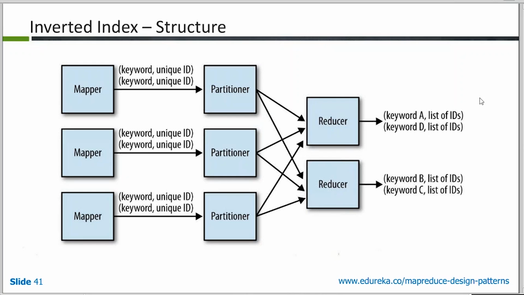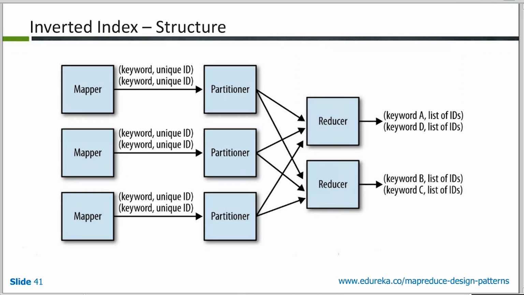Here is the structure for inverted index, a very simple structure again. So you have the mapper, which is taking the input split, which is being read by the record reader, and it's outputting the keyword, each of the words in the document, and along with that it's outputting the document ID.